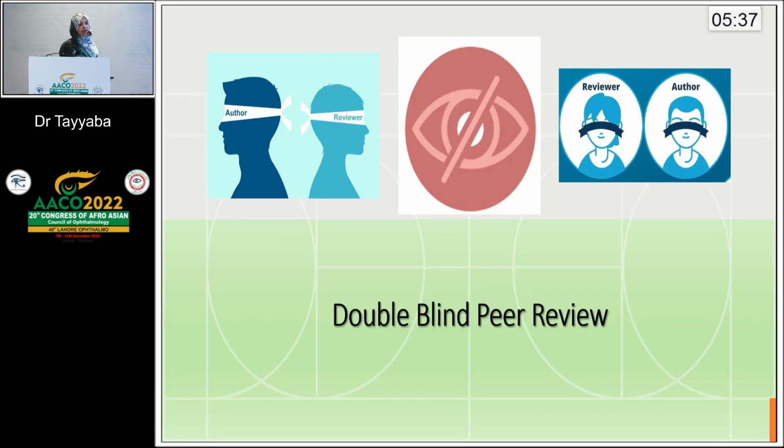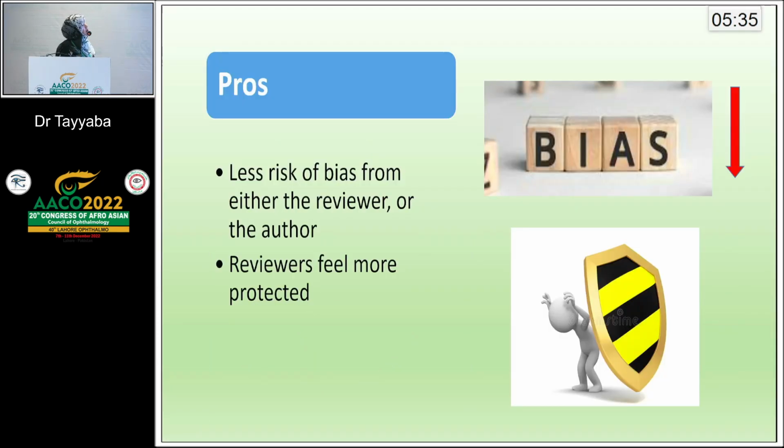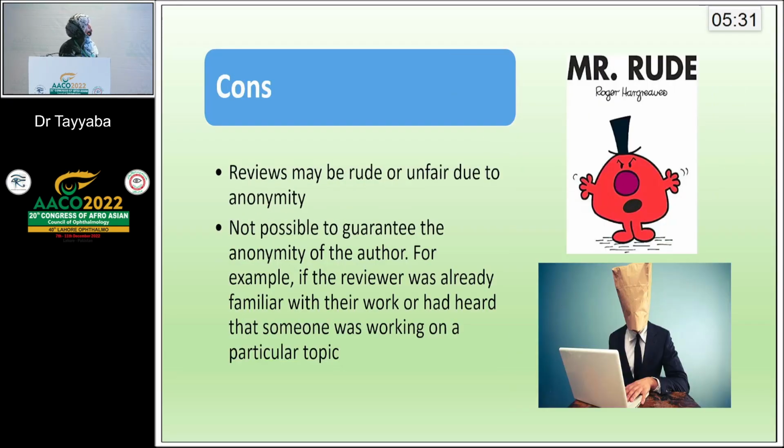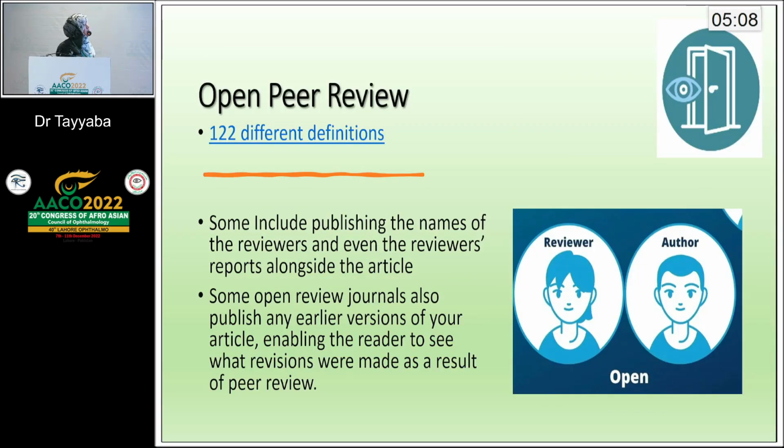So as the author as well as the reviewer, both are blinded, there is less risk of bias and reviewers feel more protected. The disadvantages, as the reviewer's name is not disclosed, he can be rude. And sometimes, in cases where the research is a very specific type of research, it is not always possible to hide the identity of the author.